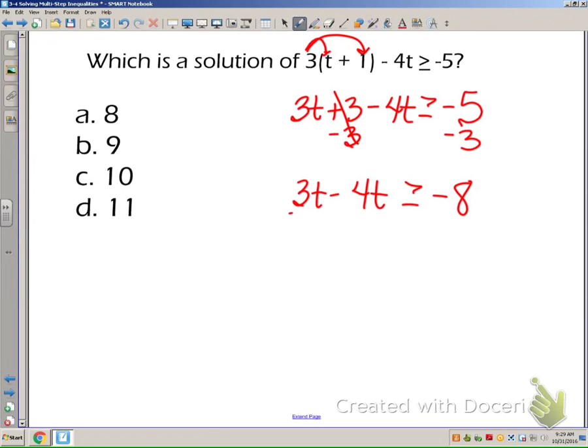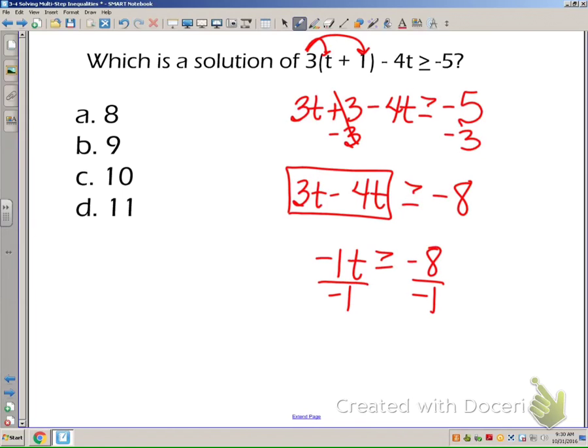So at this point I can combine 3t minus 4t, and I know that that's negative 1t greater than or equal to negative 8. Okay, so at this point I want to divide both sides by negative 1.